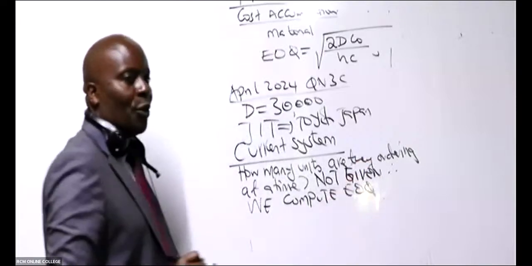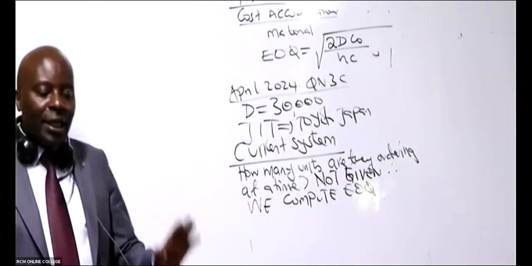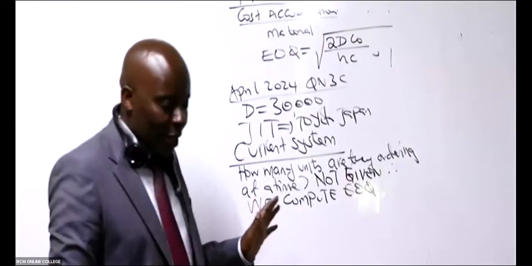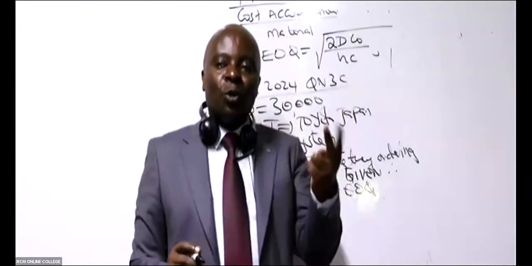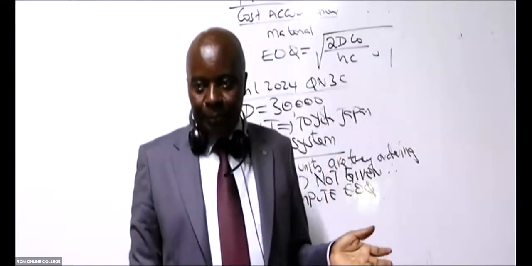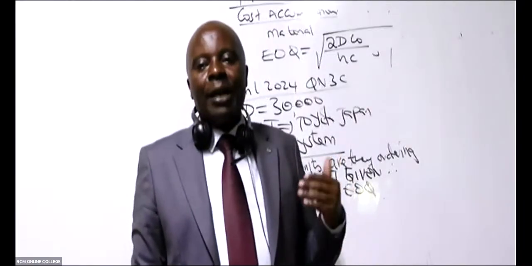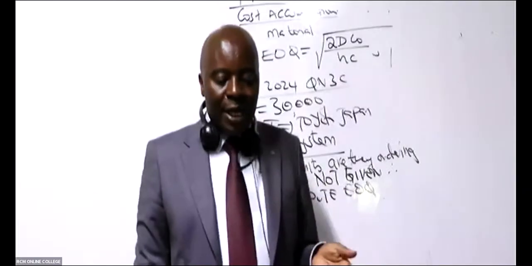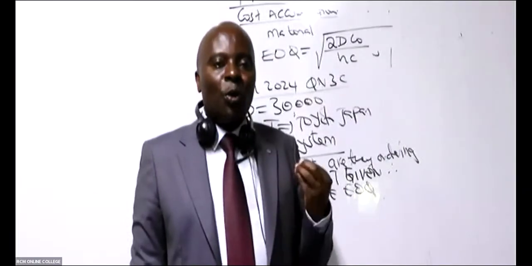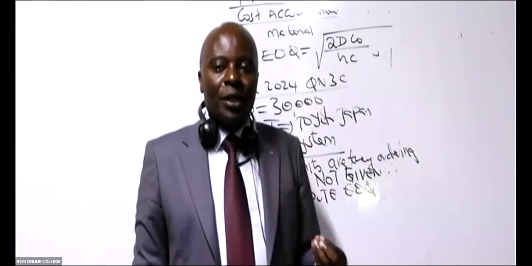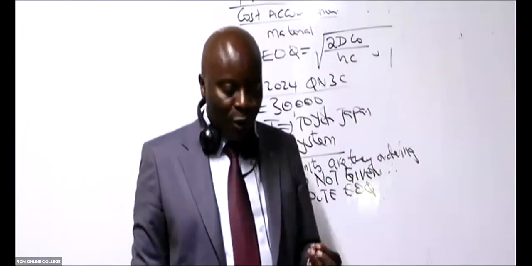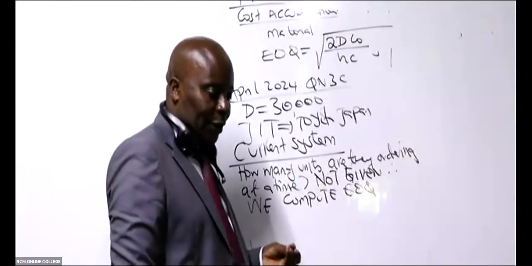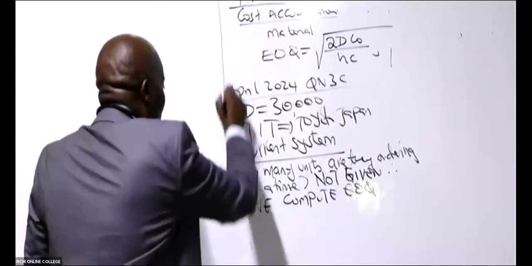Under this current system, there is nowhere they have told us that, for example, every time they are ordering 2,000, 3,000, nowhere. So, in the absence of a quantity being given, we, being prudent, would always want to minimize our cost, and therefore we shall order the EOQ. So then let's compute this EOQ, all of us.